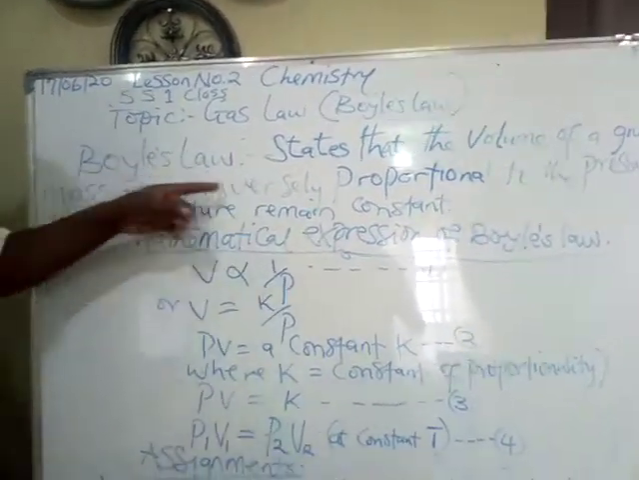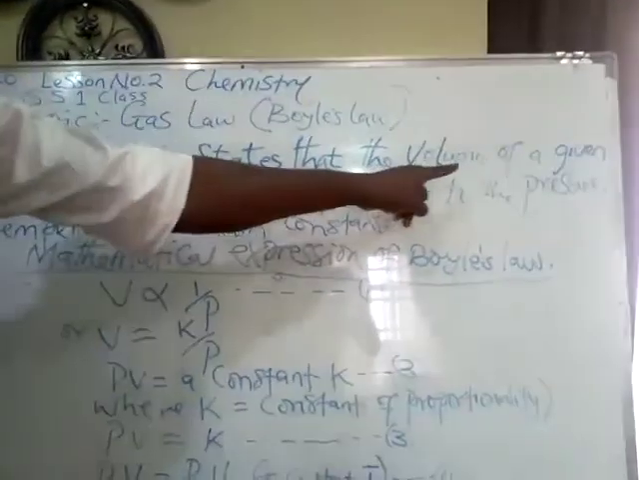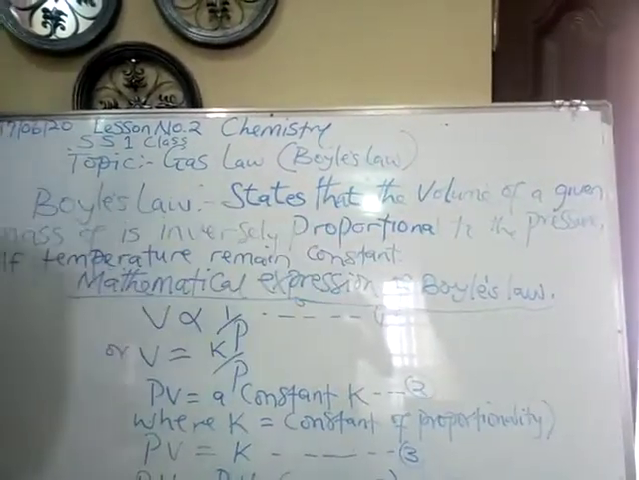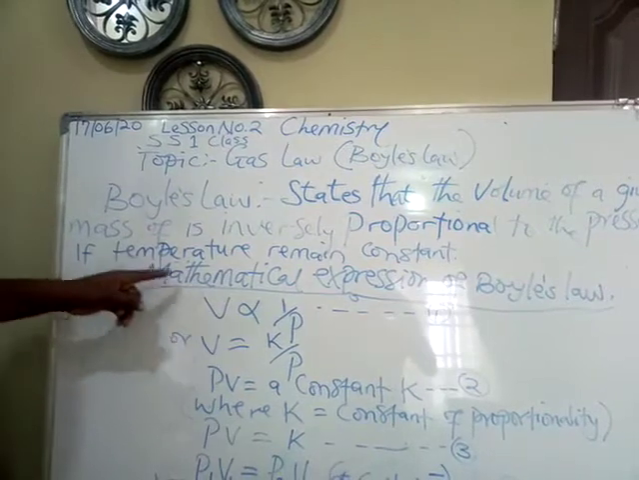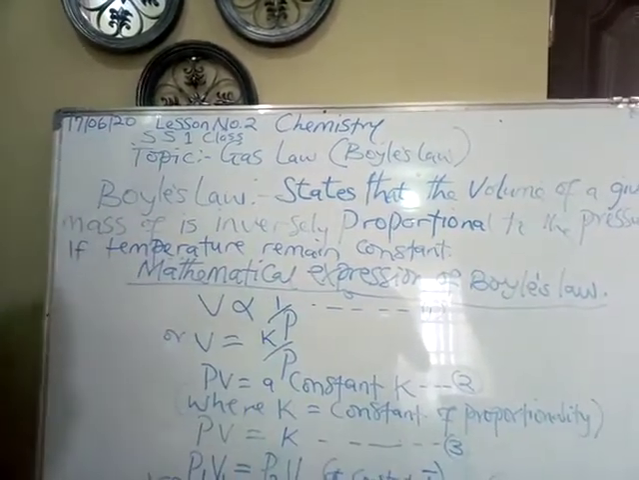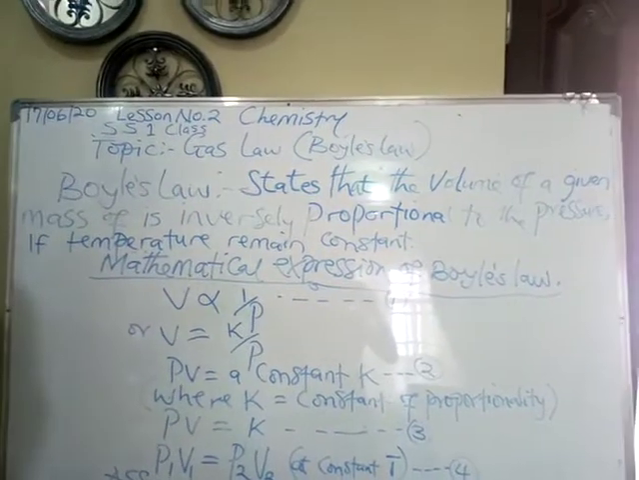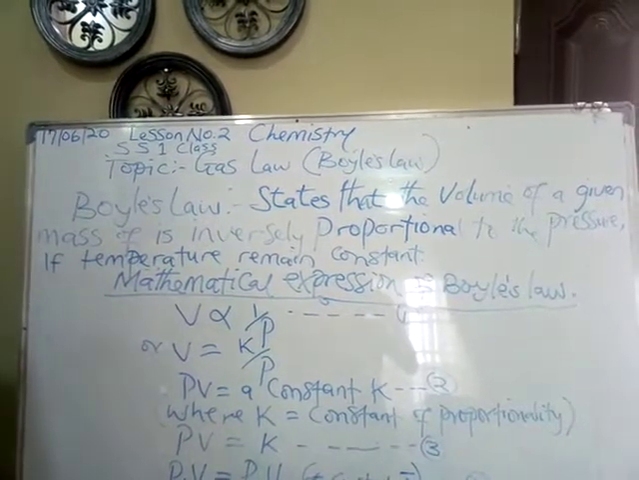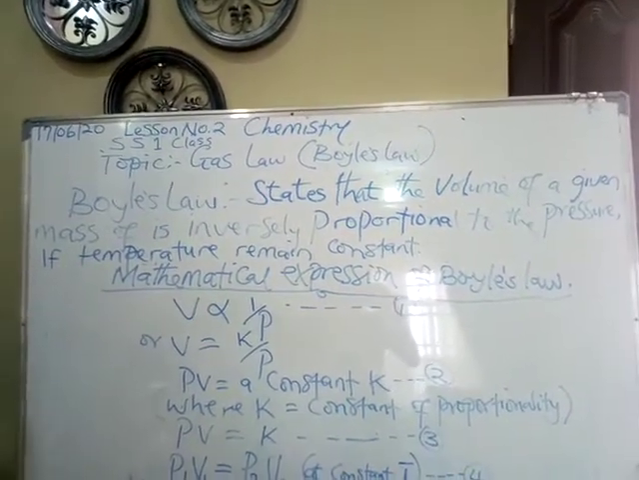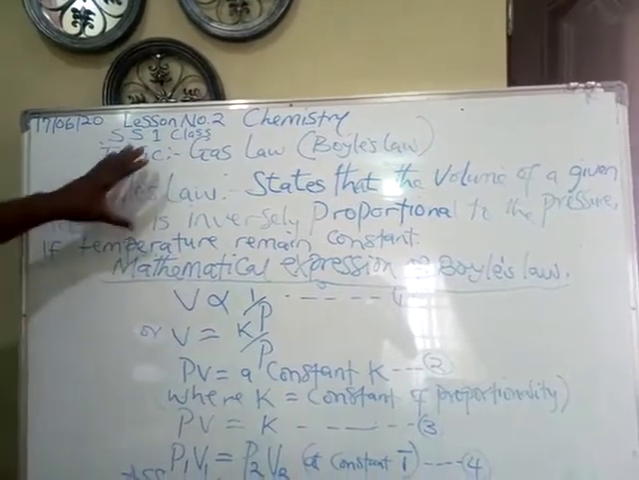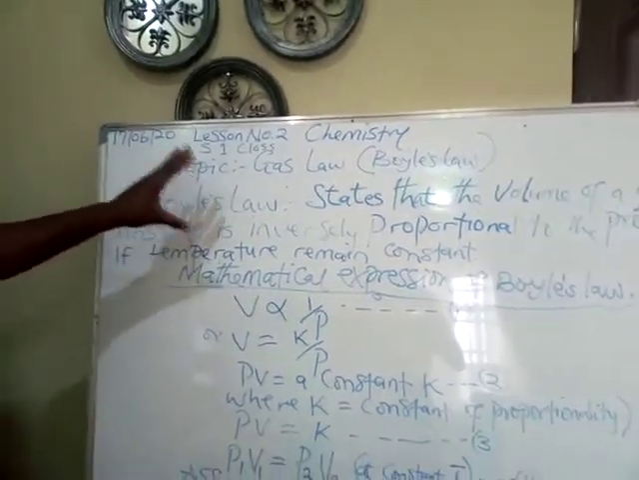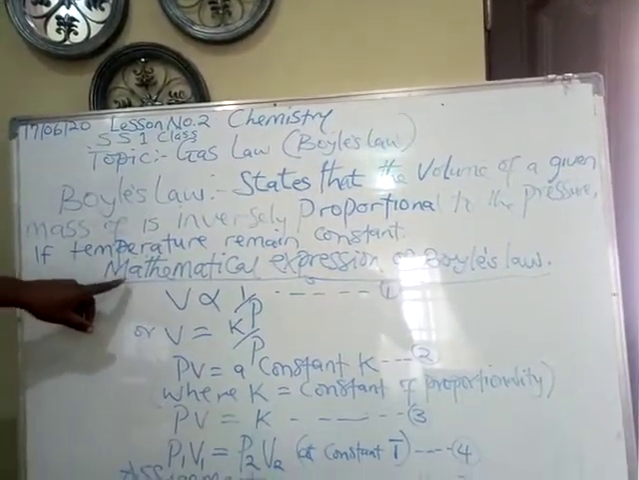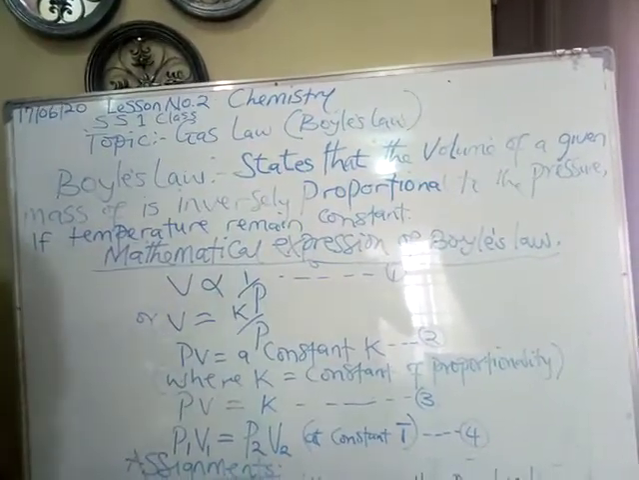Boyle's law states that the volume of a given mass of gas is inversely proportional to the pressure if temperature remains constant. In other words, we can say Boyle's law states that the volume of a given mass of gas is inversely proportional to the pressure if temperature remains constant. That is the definition, or that is how Robert Boyle defined Boyle's law. Next, we are going to look at the mathematical expression of Boyle's law.